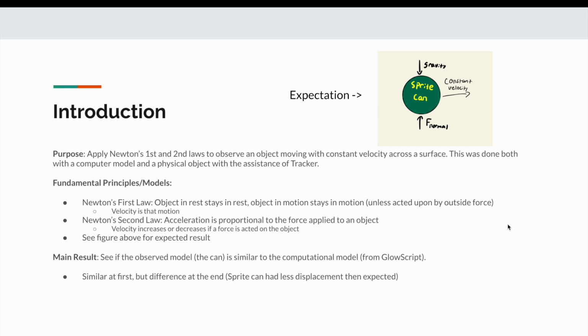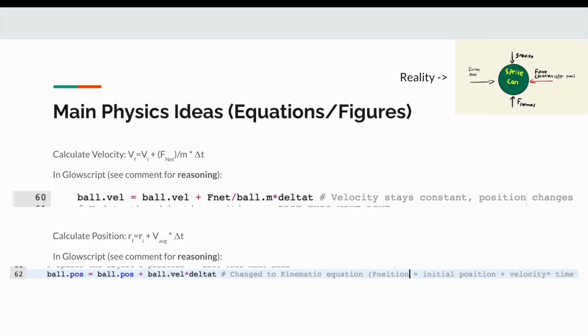The main result that we saw was that the observed model, the can, was similar to the computational model from GlowScript. It was similar at first, but there were differences at the end, and just a little bit of foreshadowing, this expectation wasn't entirely correct. In reality, it would look something more like this.